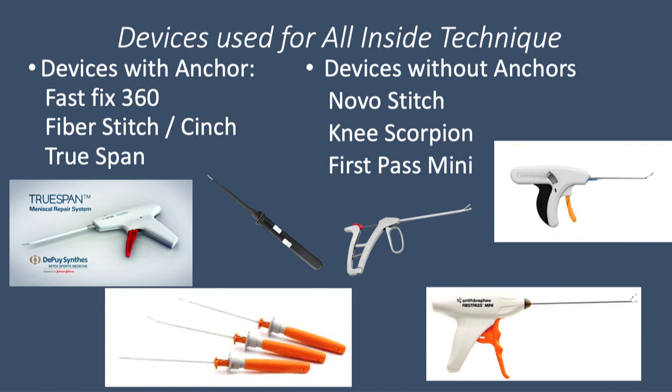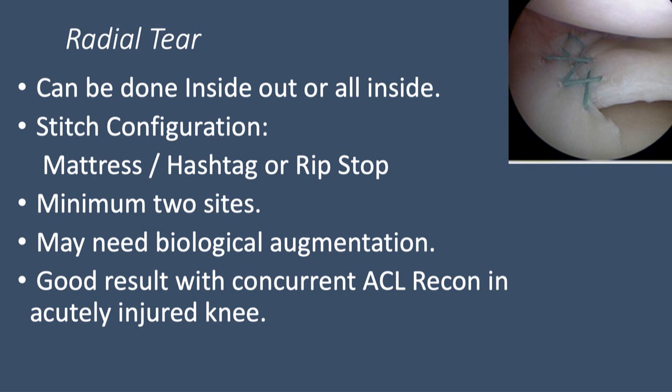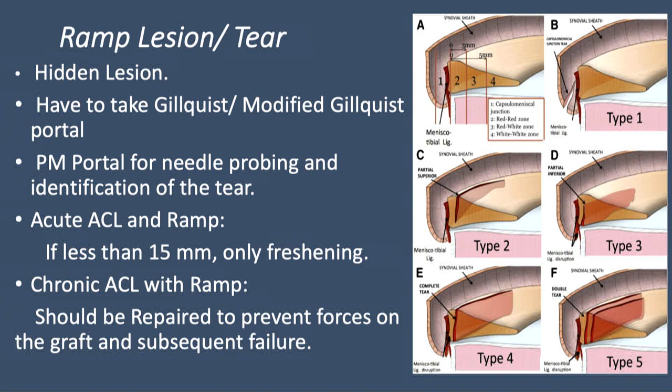I'll just go to the radial tear. As we discussed earlier, it is challenging, and there are different configurations for the repair: hashtag, ripstop, mattress, and double mattress suture. Ramp lesions were described earlier by the colleague, and type 4 is the most common here. This is a longitudinal tear in the ramp region. Sometimes there are additional bucket-handle type tears. This is the most commonly seen and is very challenging.